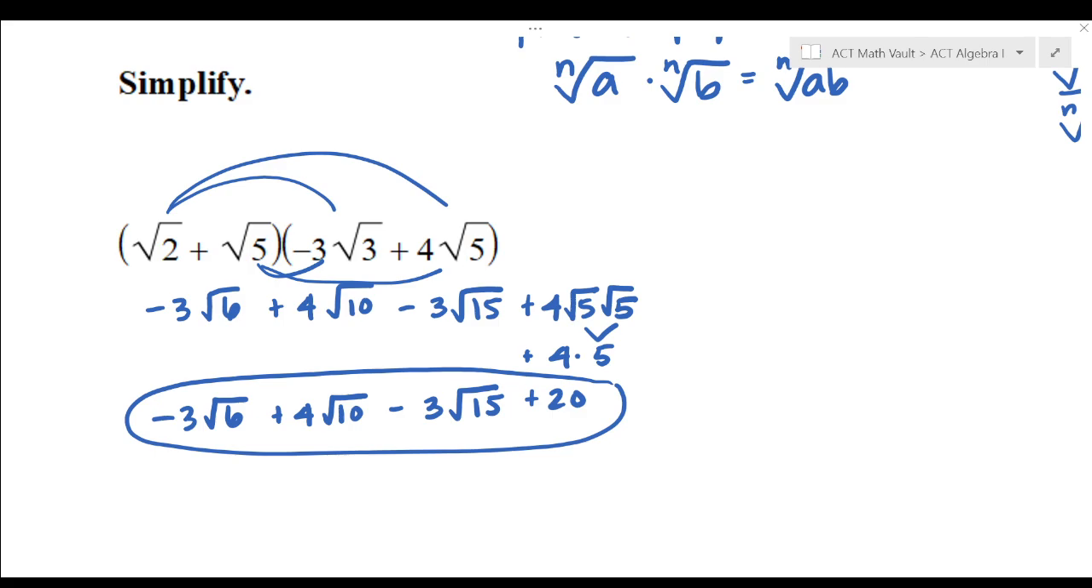I cannot combine the root 6, the root 10, the root 15. They are not like terms, as we saw in the adding and subtracting video. And so I must just leave the answer like that.